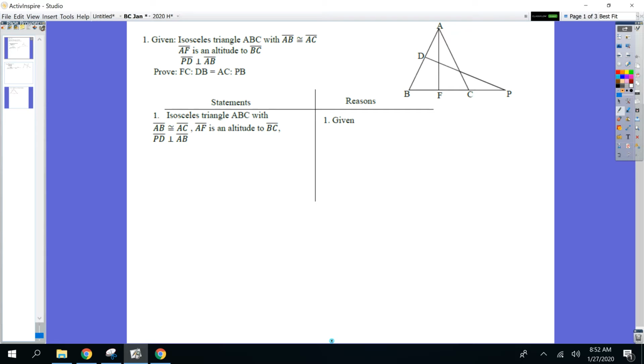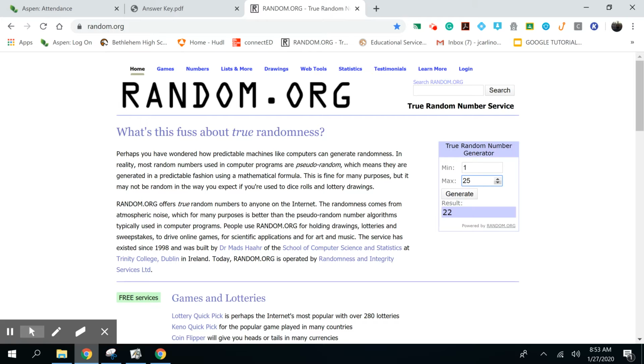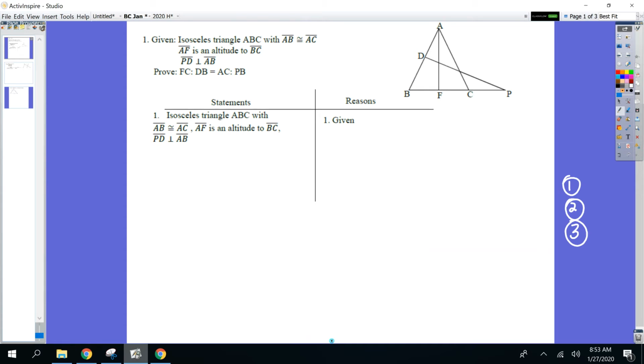Quick review here. Three methods of proving triangles similar. Here we go, 13. Angle, angle. Popular, popular. Others?